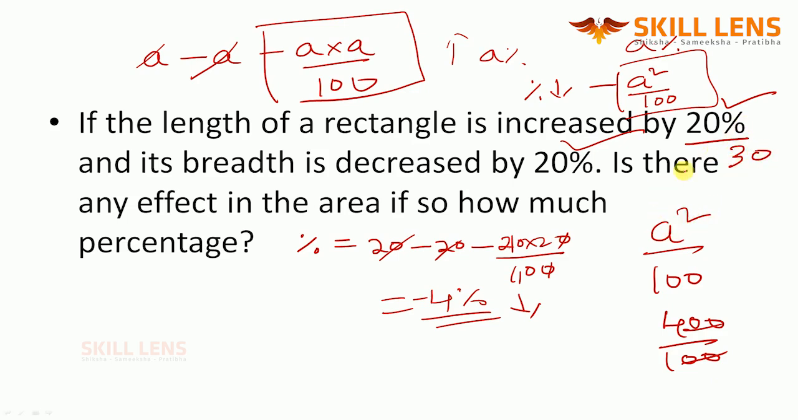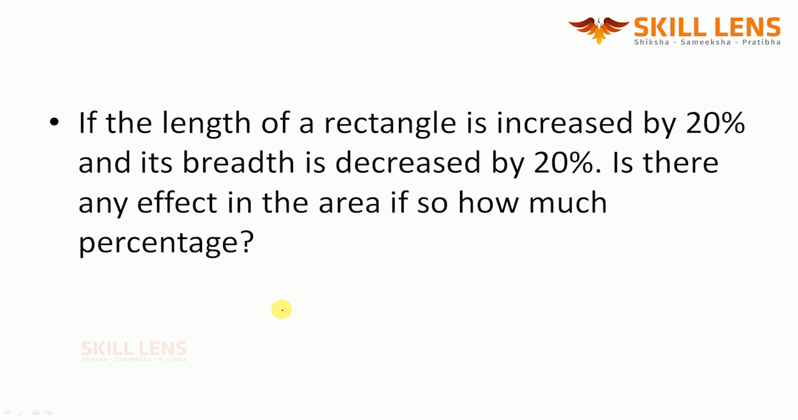Now, if I change my values to 30 and 30, then your answer is 9%, because 30 square is 900. If I change to 25% and 25%, you should know 25 square. What is 25 square? 625. Then your answer will become 6.25%. Once you know the squares, your job is a cakewalk. Otherwise, it will take a lot of time. Hope you understood this. Let's move on to the next question.